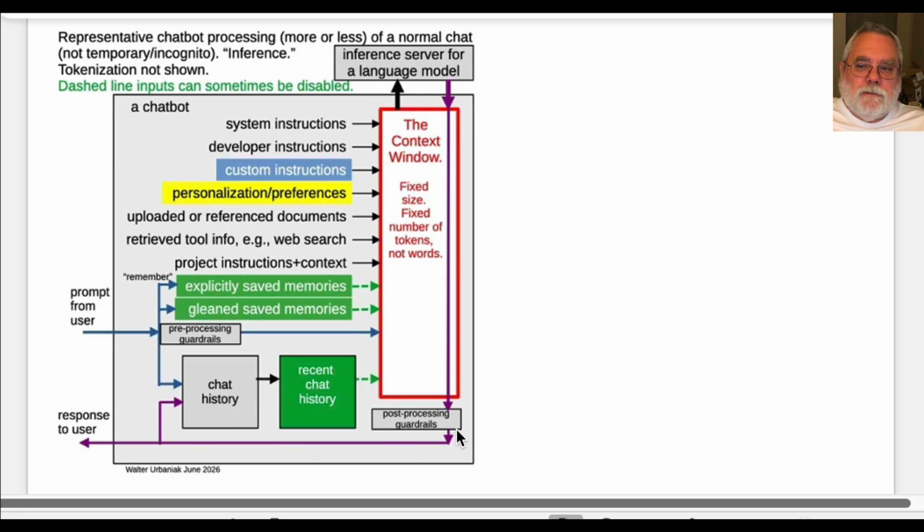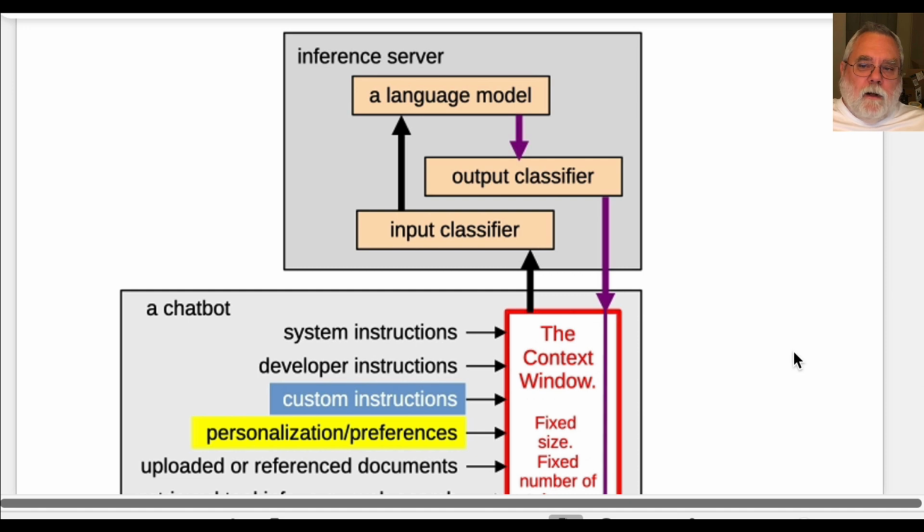Post-processing guardrails process the language model's generated response before you see it. These include policy checks, detection of personally identifiable information or prohibited content, source citation checks, and output moderation. These guardrails can remove some information from the response, add warnings to the response, or replace the response with a refusal. Some chatbots implement guardrails outside the chatbot, between the chatbot and the language model.